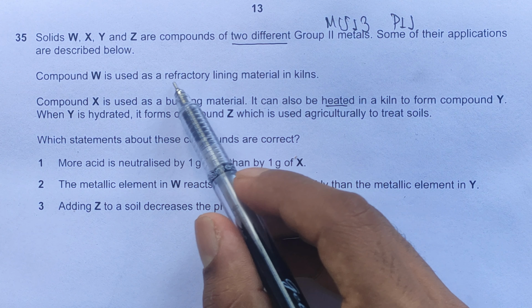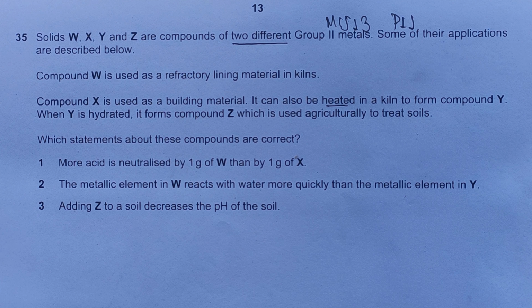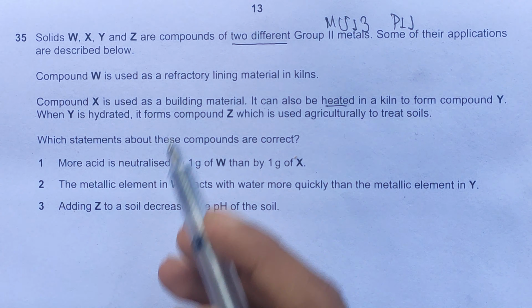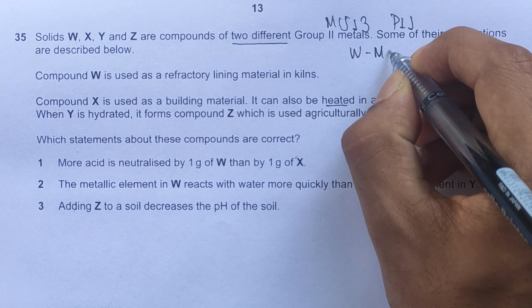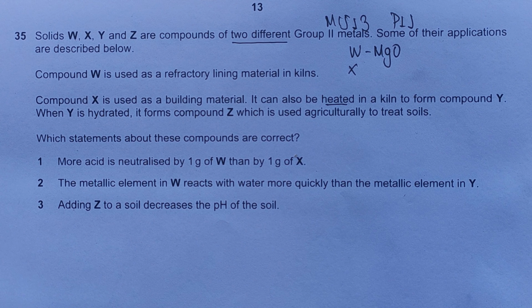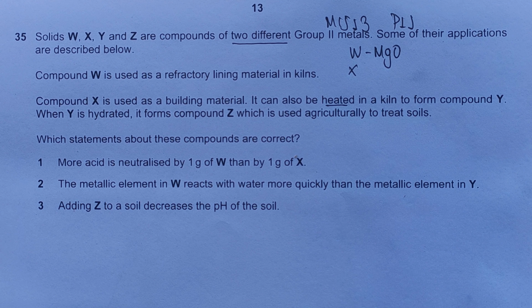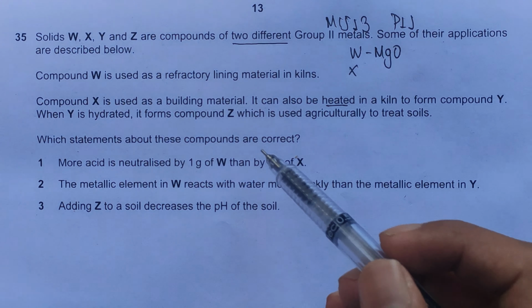Compound W is used as refractory lining material. That means from the uses of group 2, you have to recall that this compound fits the exact definition of magnesium oxide. So W should be magnesium oxide, and X is used as building material. Group 2 compounds which we use as building material are carbonates. And now X could be any of the carbonates.